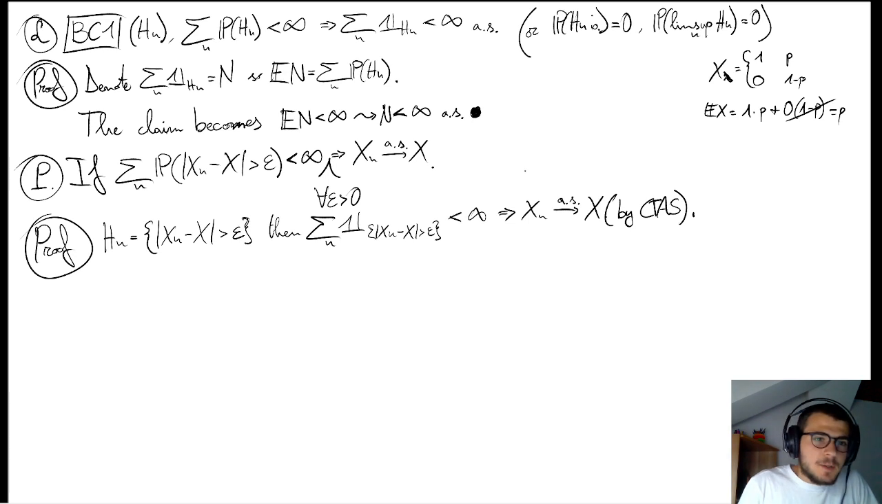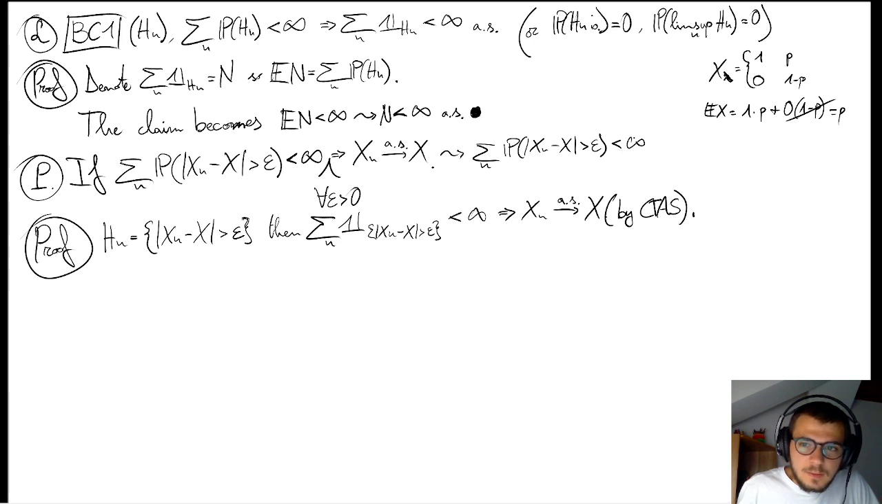This is important, and it is so important that I will write it again. So if the sum over n of the probability that xn minus x in absolute value is larger than epsilon is finite for any epsilon greater than 0, we have that xn converges to x almost surely.